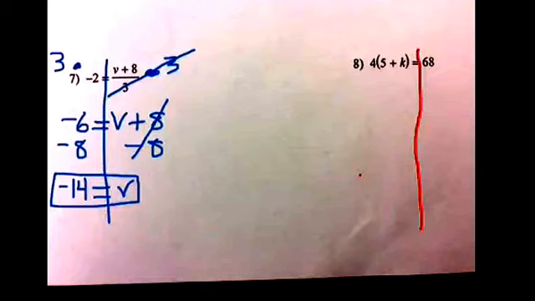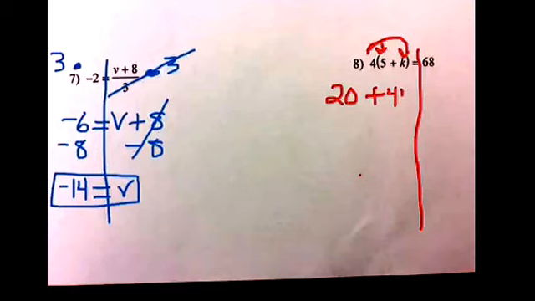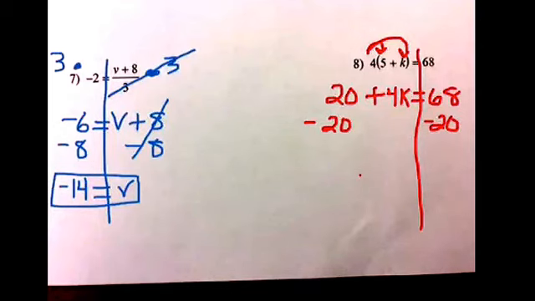So I can distribute the 4 through the parentheses, and then it should look like one of the other examples that I did. 4 times 5 will be 20. 4 times positive k will be positive 4k, and that will be equal to 68. So now it looks like the examples that we were doing before. 20 plus 4k. The constant term is the 20. It's a positive 20 because there's no symbol in front of it. So minus 20 on both sides. 4k equals 48.